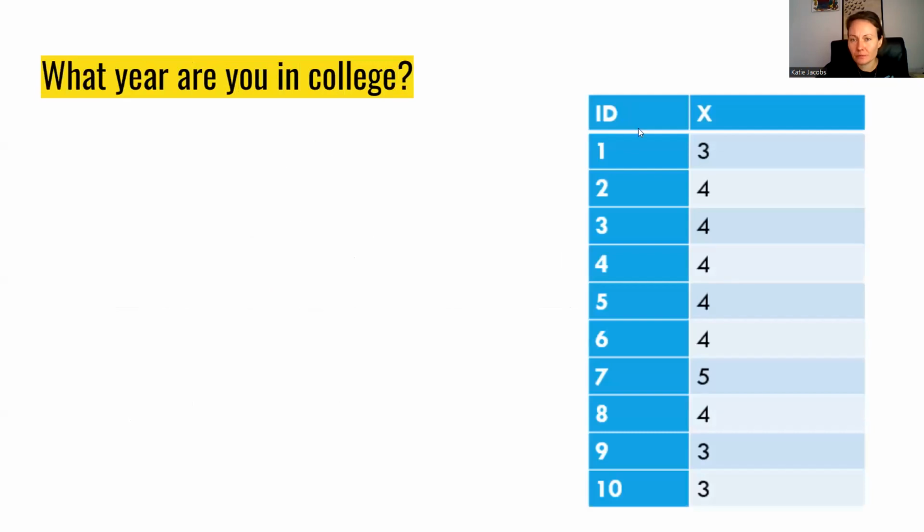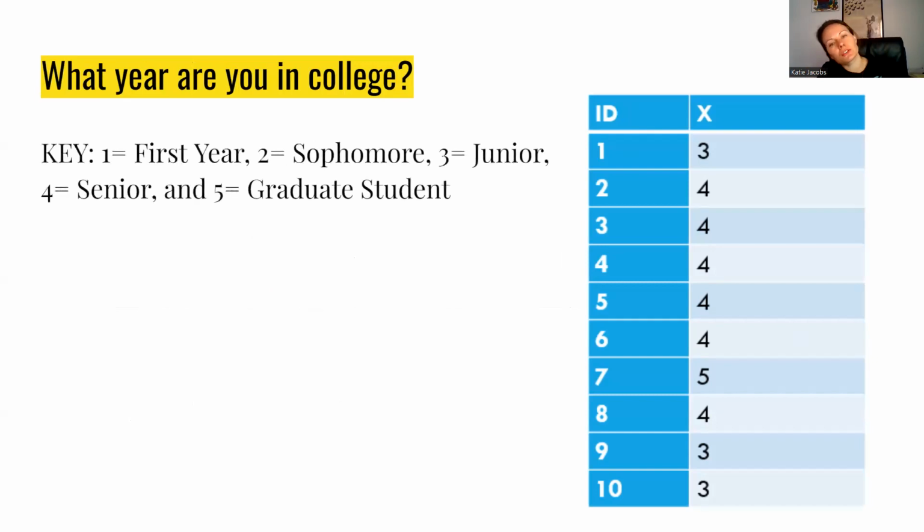Okay, we're going to do another example with a different data set here. We ask, what year are you in college? We have 10 participants here. Our key is 1 equals first year, 2 equals sophomore, 3 equals junior, 4 equals senior, and 5 equals graduate student. Something important to do here is that you will be doing your mean, median, mode with data that's on a different level of measurement now. So the first thing you want to identify is what level of measurement the year you are in college is.